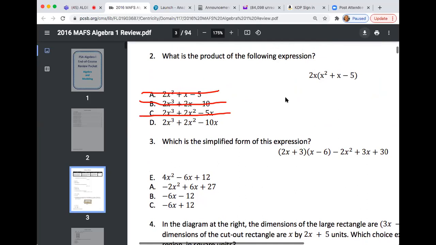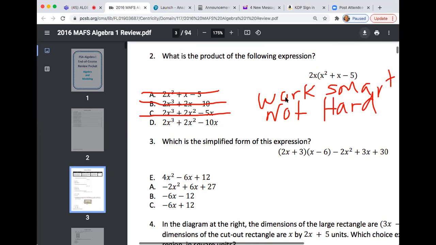That's common sense. That's what we call work smart, not hard. Work smart, not hard, everybody. Come on. You guys are good?